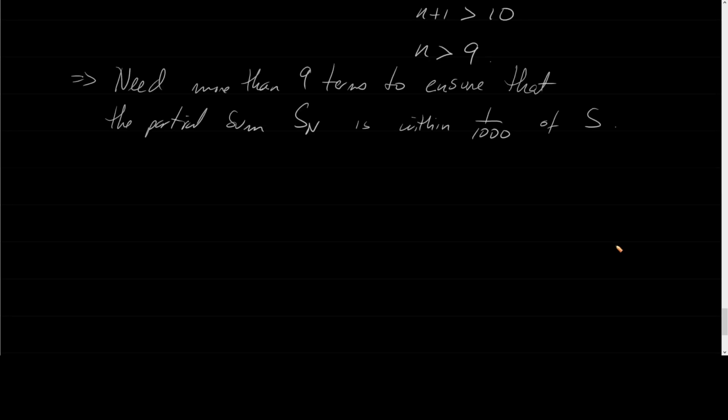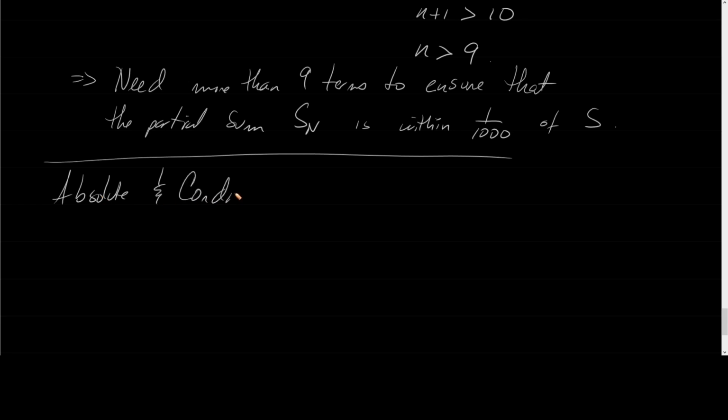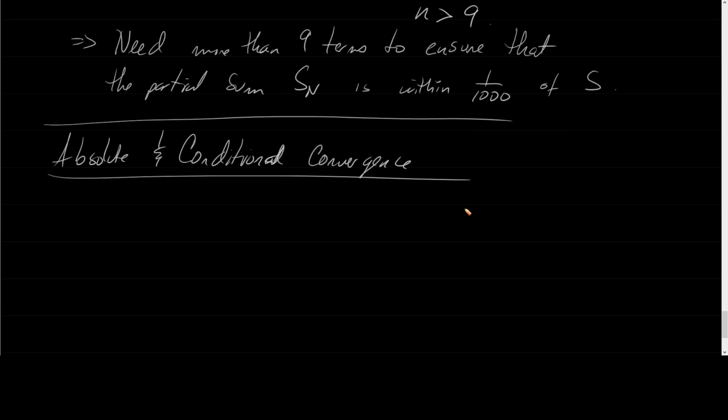I also want you to focus on what we're going to talk about next: absolute and conditional convergence. All right. So sometimes we have a series that has positive and negative terms, but it is not an alternating series. So what do we mean? Let's consider the following.